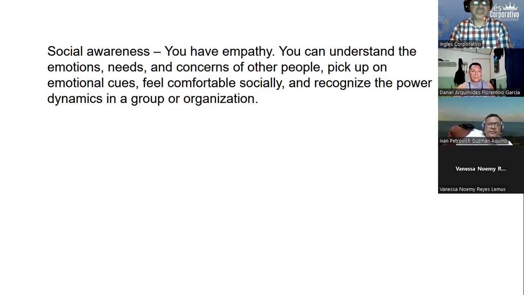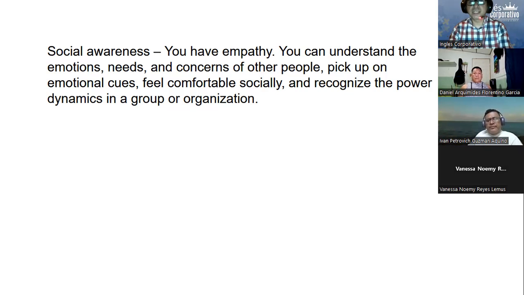Pick up emotional cues. What are cues? Like signs. Sometimes people don't say that they have a problem. But if you look at them, they're sitting down, they don't want to eat, you know that something's going on. So you see the signals and then you go and check that. Those are the cues, emotional cues.